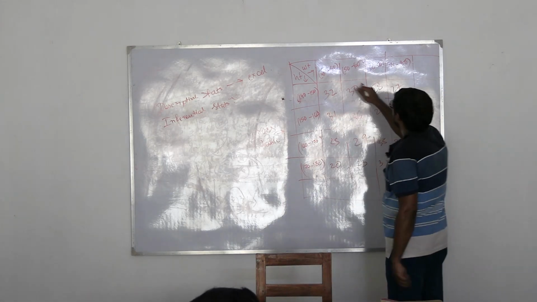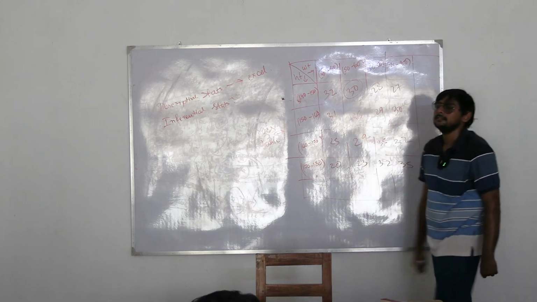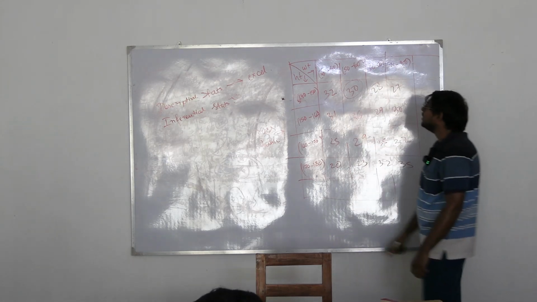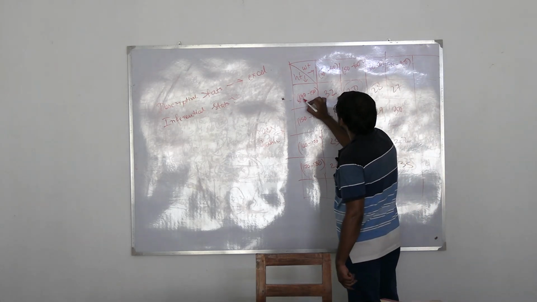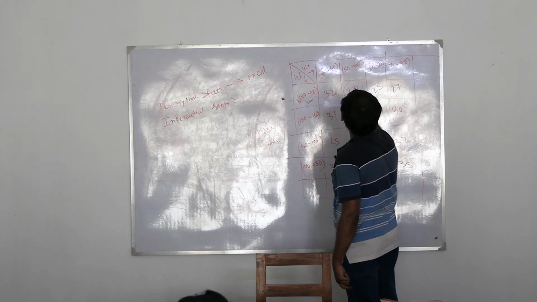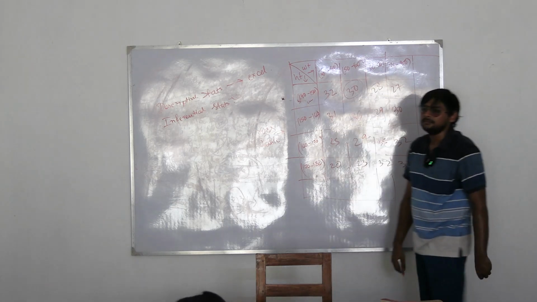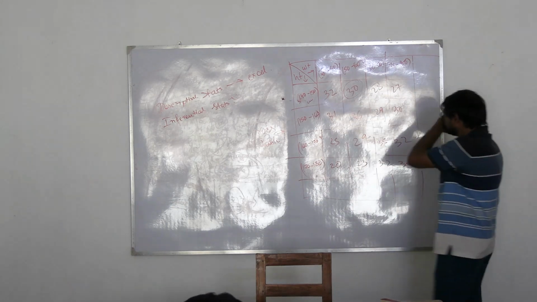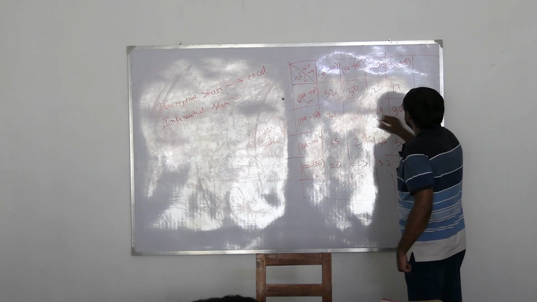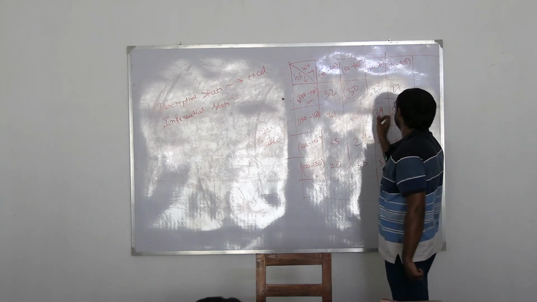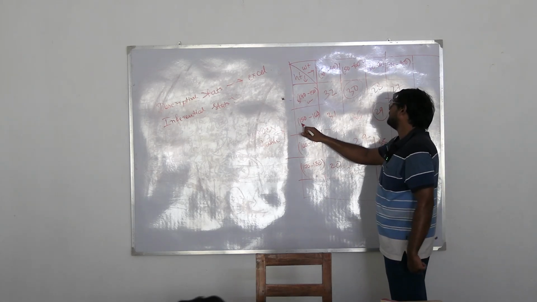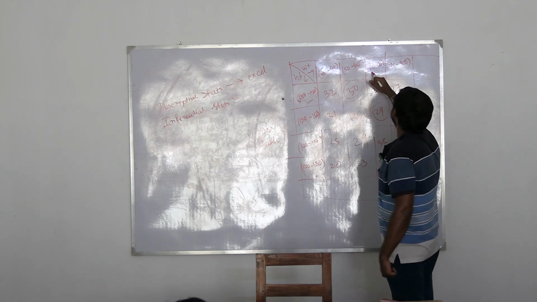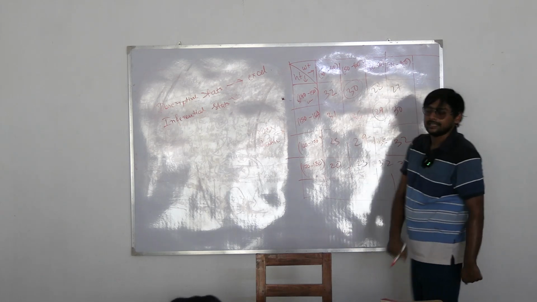So what does this 30 signify? There are 30 people who have a height of 140 to 150 centimeters and a weight of 50 to 60 kilograms, right? What does this 29 signify? 29 people have their heights between 150 to 160 centimeters and their weight between 60 to 70 kilograms.